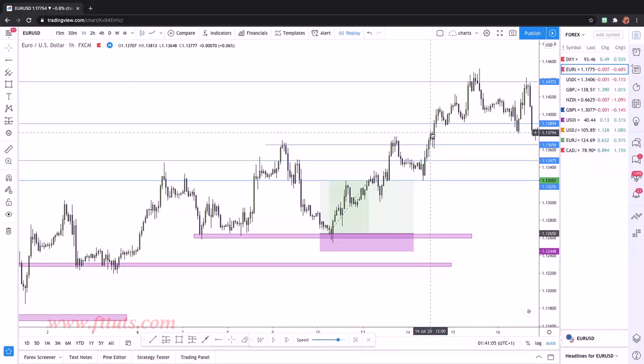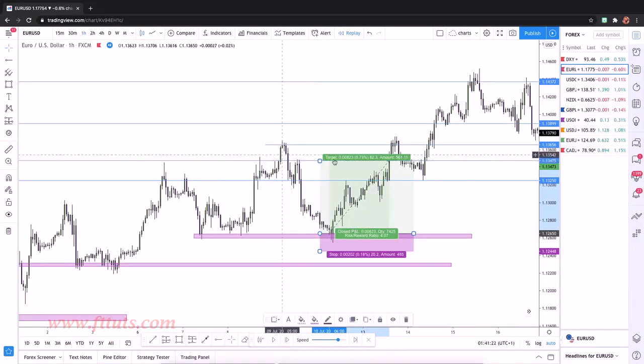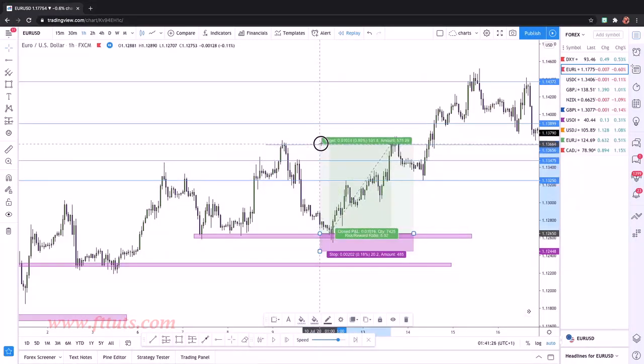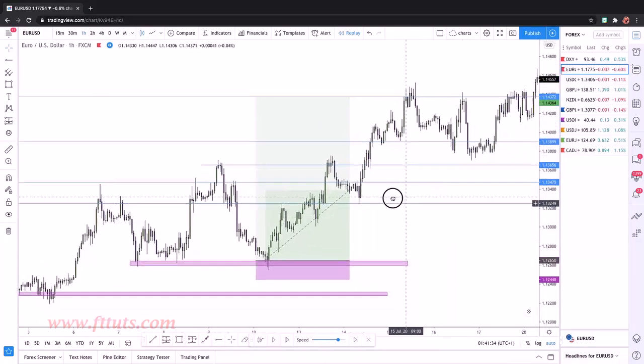Okay, and what does it do? Goes through that 1.139, comes down, tests it, almost tests one more time, and then goes up to the 1.144 target. So just from this entry, again, you're just watching how it reacts to each level. So just from this entry and watching it all the way up, that's a 1 to 8, risking 20 pips to make 171 pips. Okay.